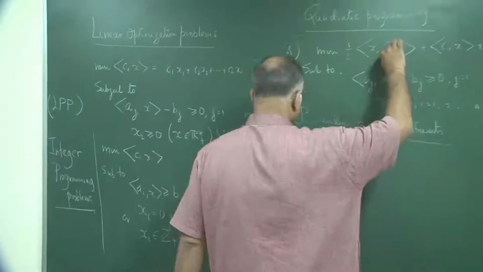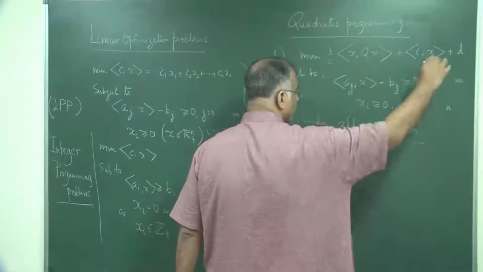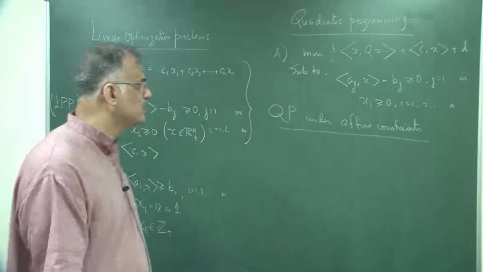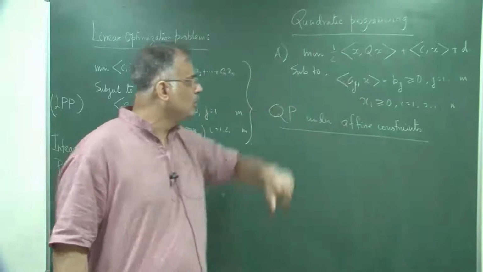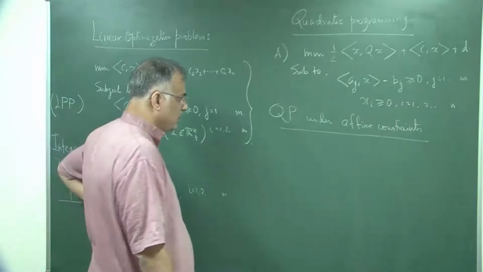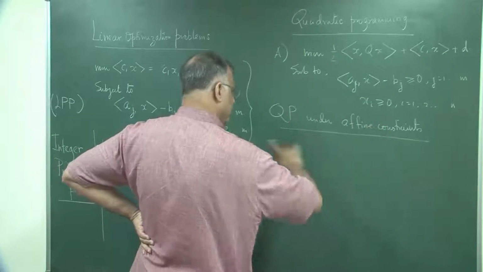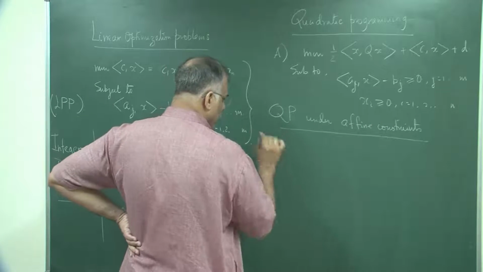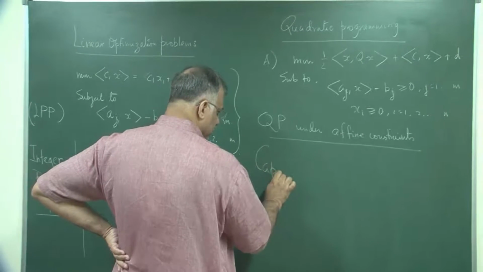So if Q here is positive semi-definite, then this programming problem is a convex programming problem, or it is not if Q is not a positive semi-definite matrix. So here we will be looking at the capital allocation problem.